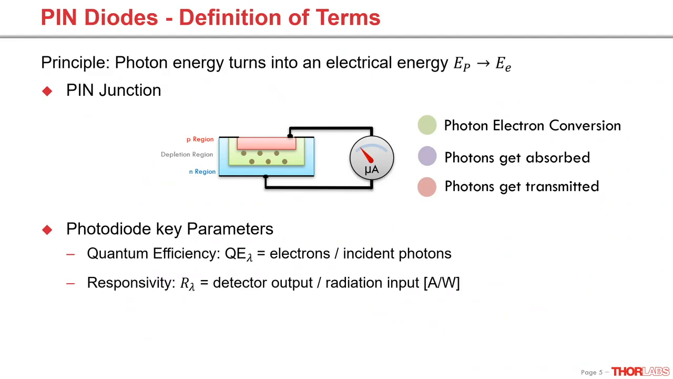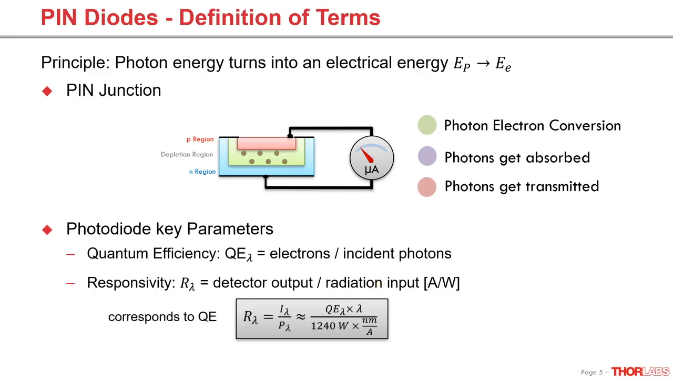The responsivity of a photodiode corresponds to the external quantum efficiency, for which all photons that reach the diode surface are used for the calculation, including those that don't reach the charge carrier zone because of reflection or absorption. The responsivity is defined by the current flow per incident power. The final formula shows the conversion from the quantum efficiency to the responsivity.